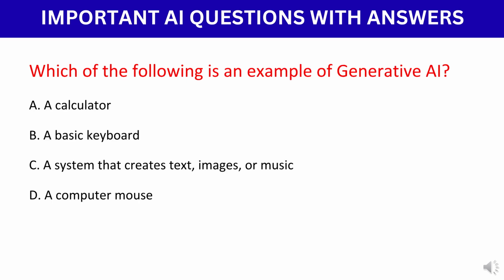Question number 4. Which of the following is an example of generative AI? Option A. A calculator. Option B. A basic keyboard. Option C. A system that creates text, images or music. Option D. A computer mouse. The correct answer is option C. A system that creates text, images or music. Generative AI can create new content including text, images, audio, video and computer code.